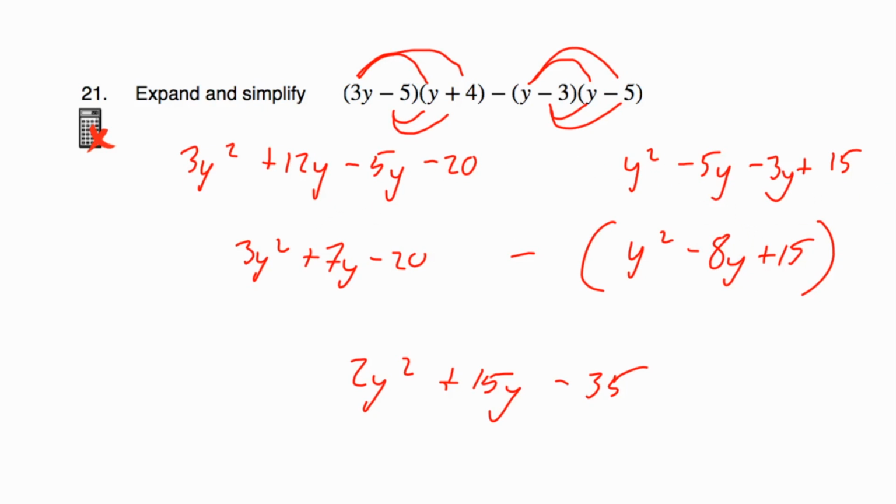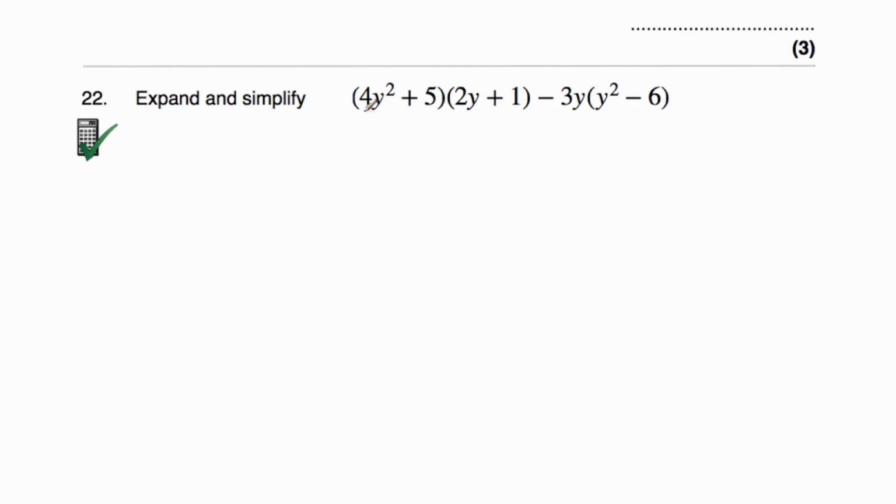Okay, question number 22. It says expand and simplify 4y squared plus 5, close brackets, times 2y plus 1, close brackets, subtract 3y, open brackets, y squared minus 6, close brackets. So we need to expand this and simplify. So let's expand our first pair of brackets to begin with.